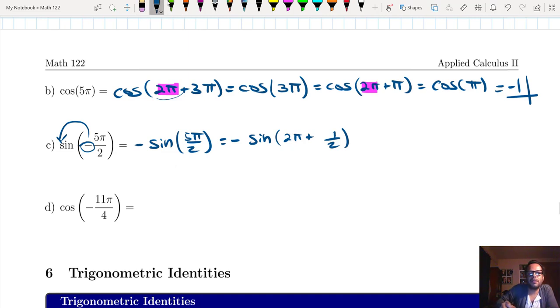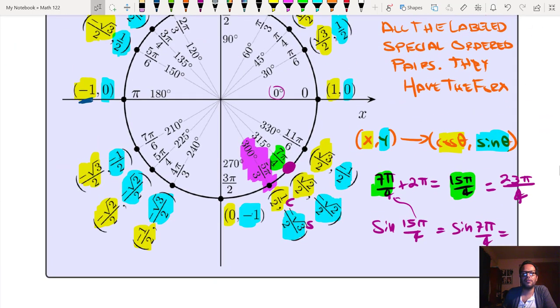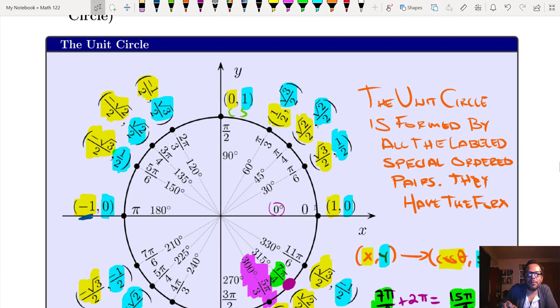And well, because we have a trigonometric function of 2 pi plus some angle, let's get rid of the 2 pi and just keep the angle: negative sine of pi over 2. But what is sine of pi over 2? Let's use the unit circle or the table, right? We'll use the unit circle. Pi over 2 is right here. Sine is the y-coordinate. In this case it is 1.